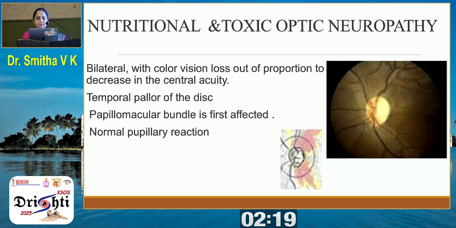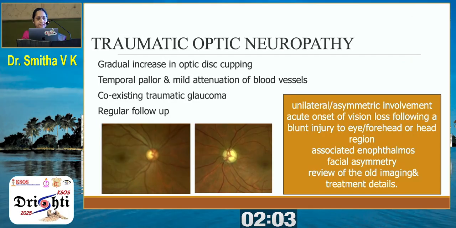Nutritional and toxic optic neuropathies are usually bilateral with color vision loss out of proportion to the central vision, and temporal pallor of the disc is seen. The papillomacular bundles are usually affected first. In traumatic optic neuropathy, there is a gradual increase in optic disc cupping, temporal pallor, and mild attenuation of blood vessels can be seen. Glaucoma can coexist with this condition.